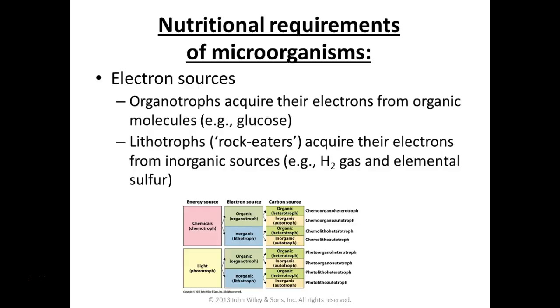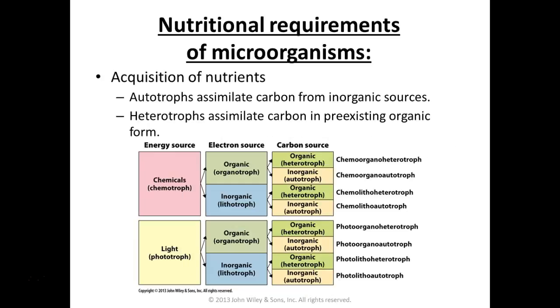If they tell you where the electrons are coming from, organo, that's easy, organic, right? Litho is inorganic. Think rock eaters, right? Think not alive. When they say autotrophs or heterotrophs, we're talking about where the carbon is coming from. Is it organic? They're heterotrophs. Or are they autotrophs? It's carbon dioxide.